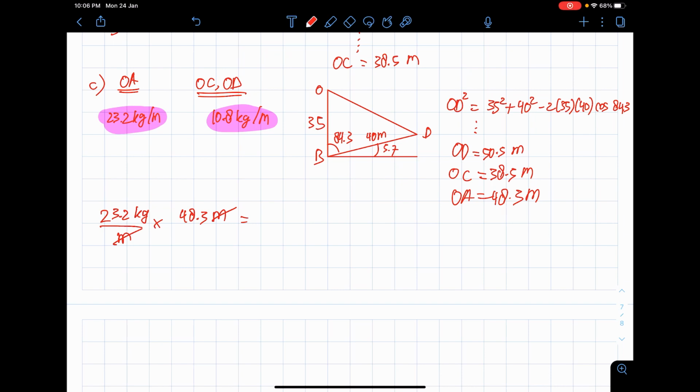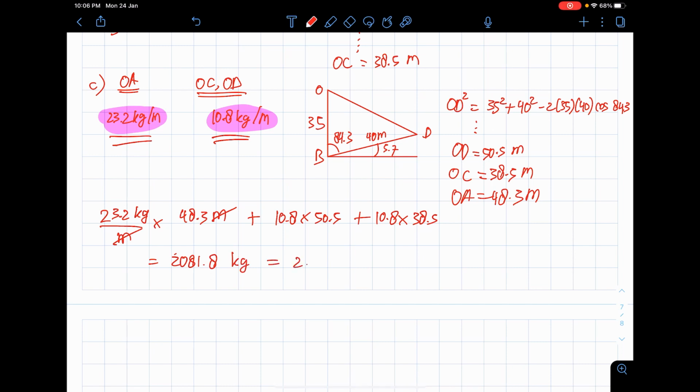Okay, so what we need to do is to multiply all the lengths that we have here with the specification of the units that we are provided. So plus this with 10.8 kg times OD, plus 10.8 kg times OC. Yeah, sum everything together. You're going to get 2081.829 kg. Yeah, let's just put it like this. Pretty much the same thing. Make it into tons, divide by 1000. You got 2.08 tons.